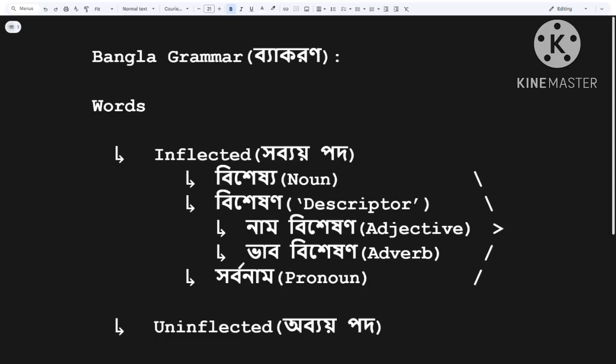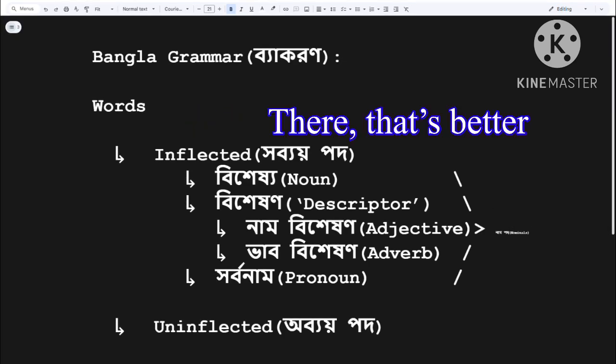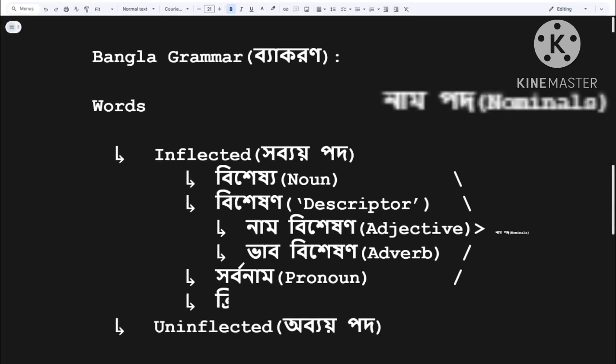These three groups can be listed under the umbrella term nampad, what we would call nominals. Basically anything that shares qualities with nouns. The last one in this category is kriyapad, which is simple, it's the verb. I say simple, but when we get to it, you're gonna see that it's not so simple. As Julie put it, I would use the word ouch.